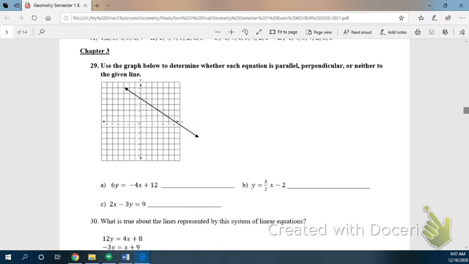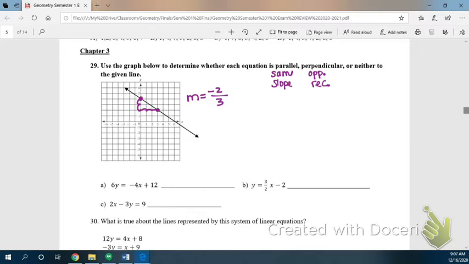Chapter 3 is wanting us to determine if we have parallel, perpendicular, or neither. Parallel is when you have the same slope. Perpendicular is when the slope is opposite reciprocal. Remember, opposite is when one is positive and one's negative. Reciprocal is when it's flipped. When I look at this line, I need to figure out what the slope is. When I find some points, the slope is, when I think of rise over run, it's falling 2 over 3. So the slope of this one is negative 2/3.